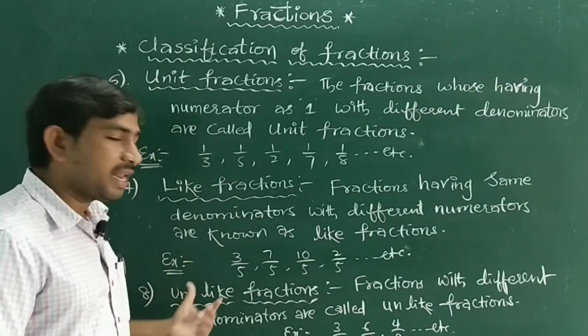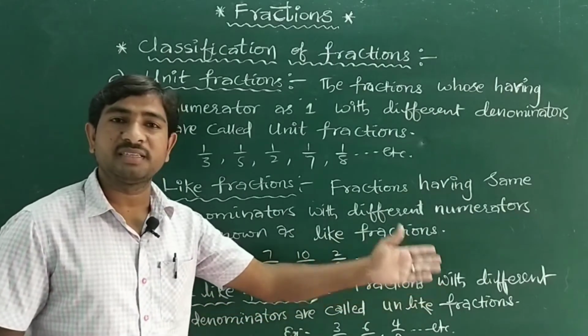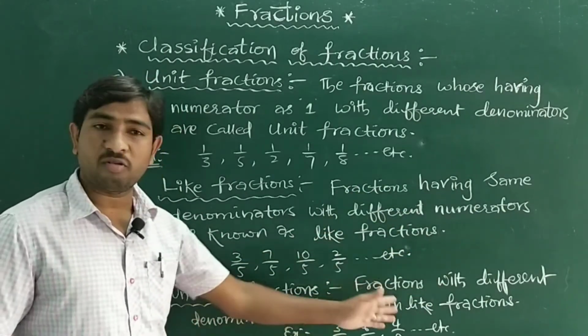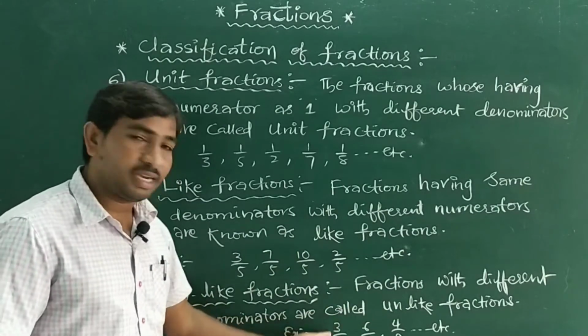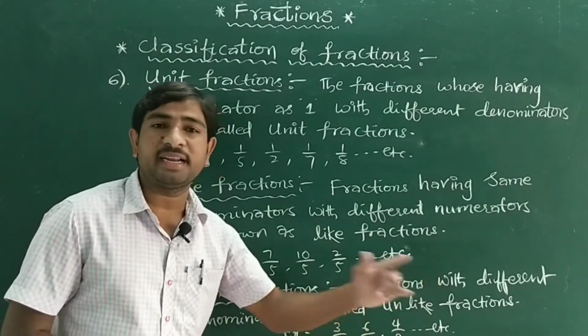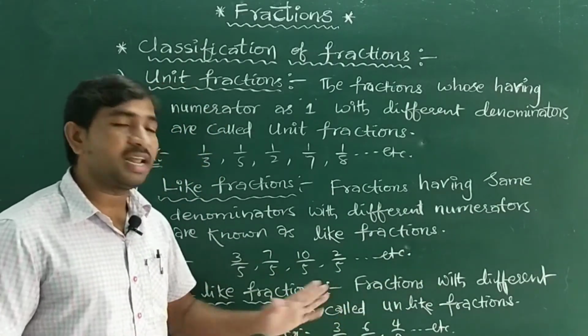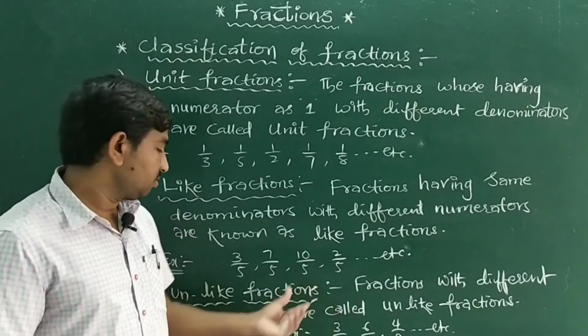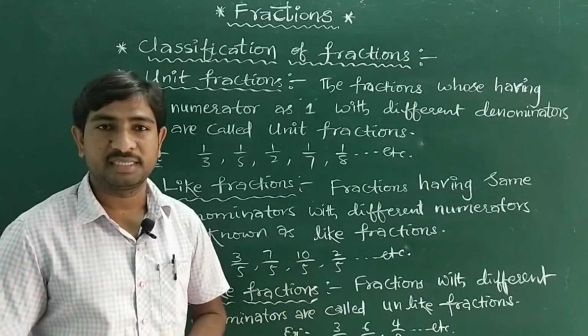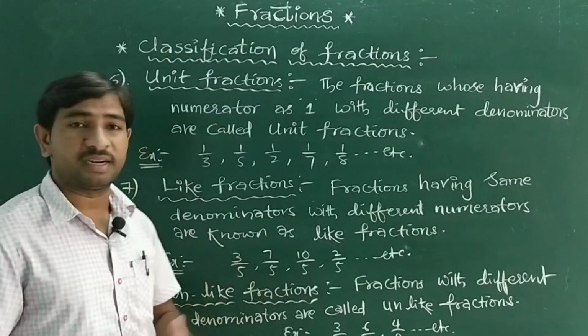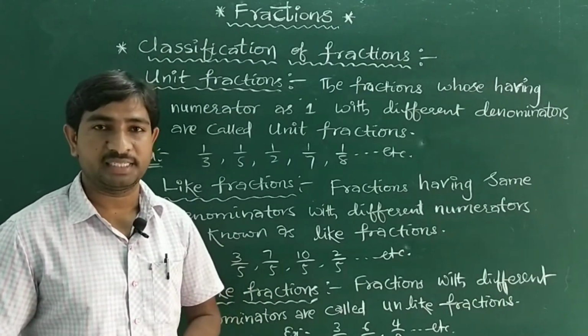Now the unlike fractions. Fractions with different denominators are called unlike fractions, like 3 by 5, 6 by 2, 4 by 9 and so on. So these are the unlike fractions. Now let us see the ninth type of fractions.